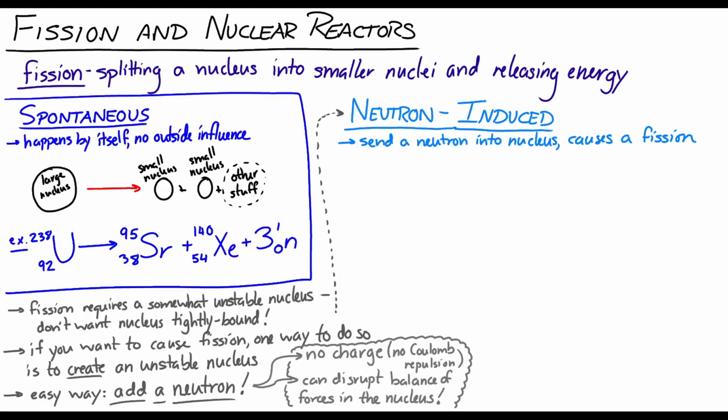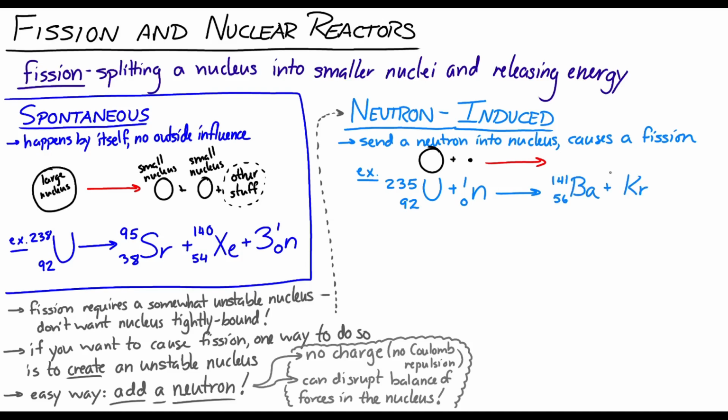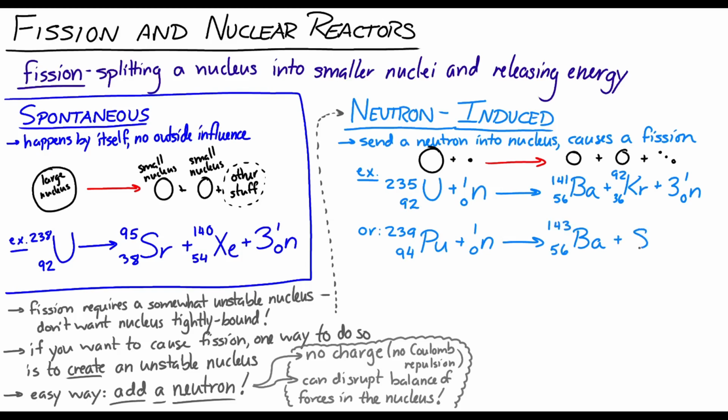So for example, neutron-induced fission of uranium-235 would look something like this. Uranium-235, you send in a neutron, and then it fissions into barium-141, krypton-92, and also 3 neutrons. You can also have neutron-induced fission of plutonium-239, and there you get fissioning into a barium-143, strontium-95, and 2 neutrons.